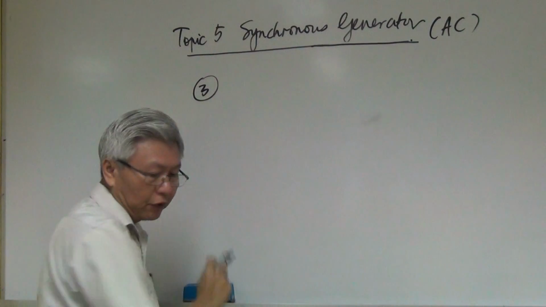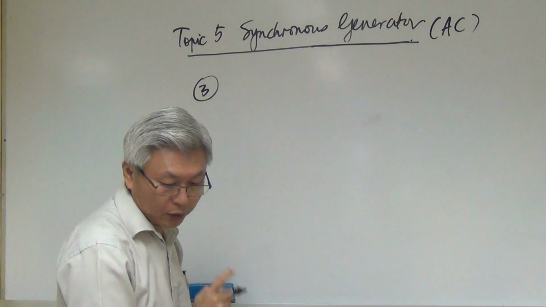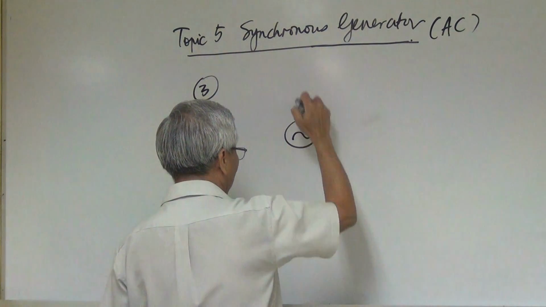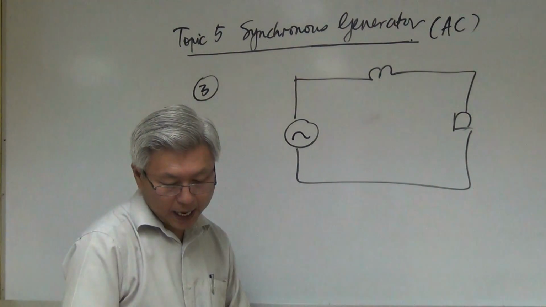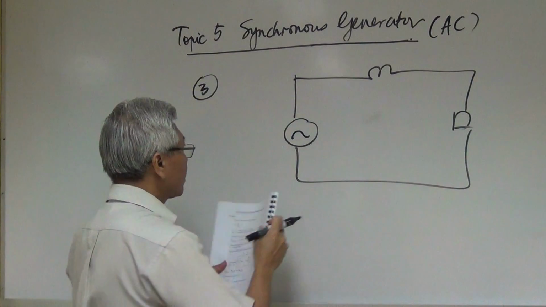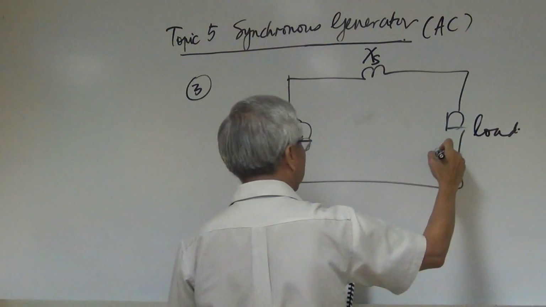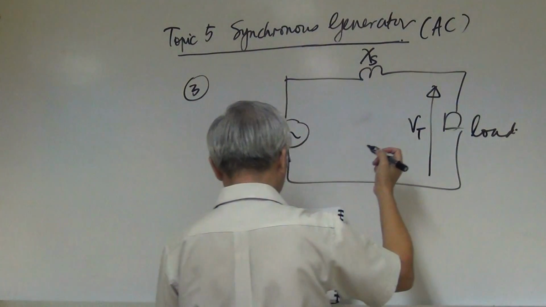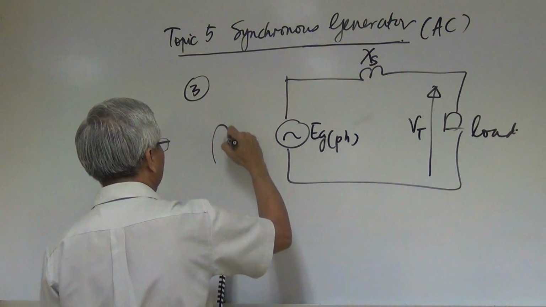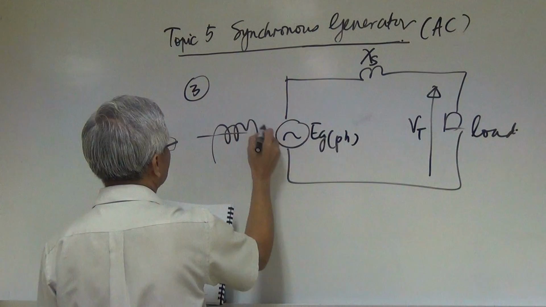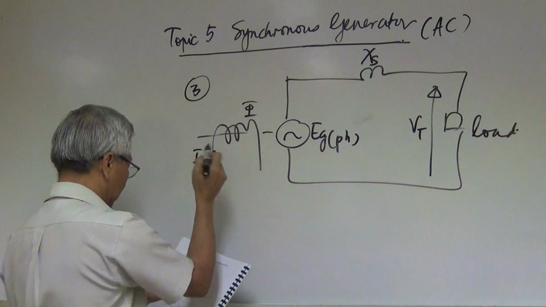Alright, 3. The equivalent circuit of a single phase generator. We just want to draw one phase. So this is the one phase. This is called the synchronous reactance. And this is the load. And this is the terminal voltage. And this is the voltage generated per phase. And here is the magnetic flux, and this is the field current.